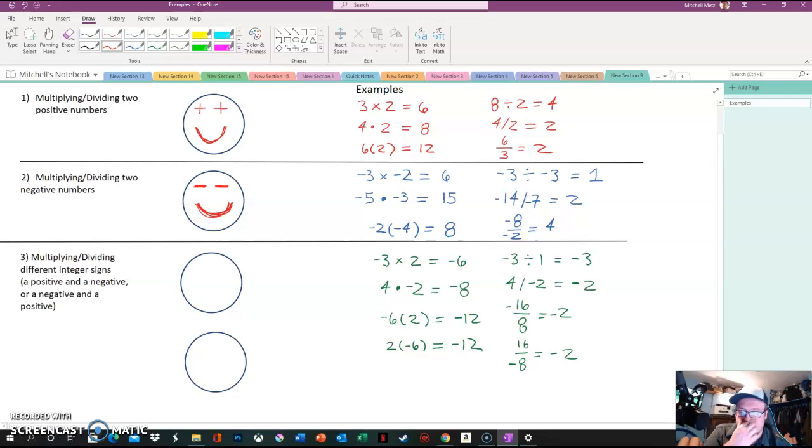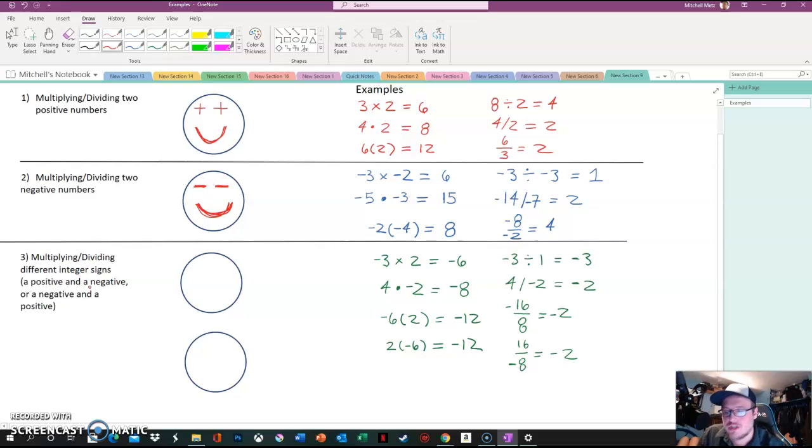If you look over here at the examples, -3 times -2 should be a positive 6. And if I have -14 divided by -7, that should equal a positive 2. So be very careful of your integer signs, and this is the second rule for same sign integers. This one pertains only to two negatives, multiplied or divided.